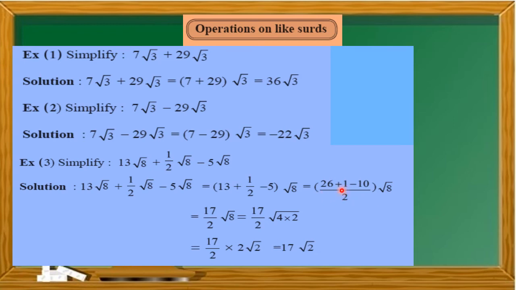26 plus 1 is 27 and 27 minus 10 is 17. Therefore, we get 17 upon 2 root 8. Now, this root 8 can be written as 17 upon 2 root 4 into 2. And 2 can be taken out, since the square root of 4 is 2. Therefore, 17 upon 2 into 2 root 2. Here, these 2 and these 2 get cancelled, so it is equal to 17 root 2. This is the simplification of the given surds.